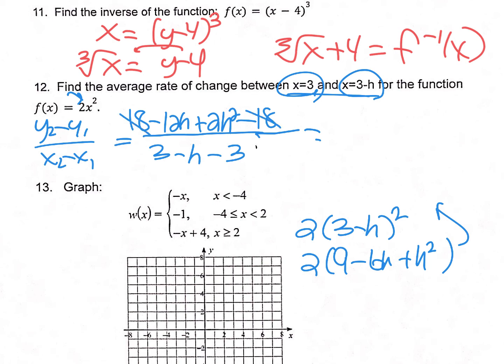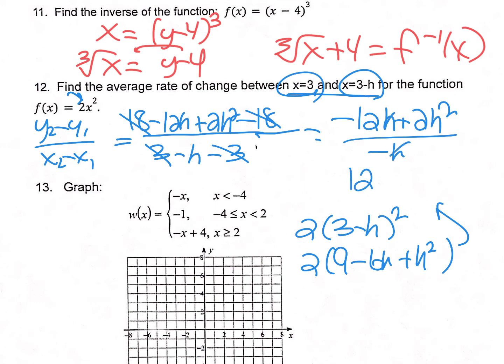18s cancel on the top, the 3's cancel on the bottom, so I have this. I got negative 12h plus 2h squared over negative h. Notice everything has h's, so I'm going to cancel the h's, but also there's a negative on the bottom, so I'm going to divide the negative into the top also. So negative divided by negative is a positive 12. The h's cancel there. Negative goes into positive, making the negative. The h's cancel here, so I get a 2h. There it is. That's the average rate of change right there.